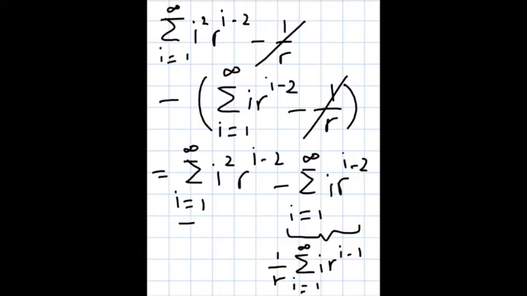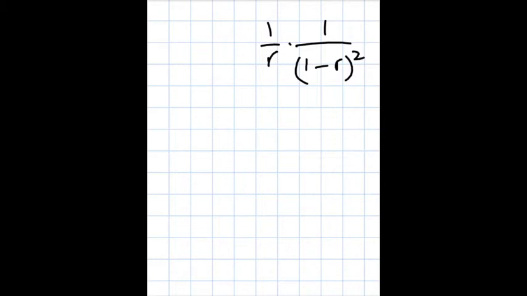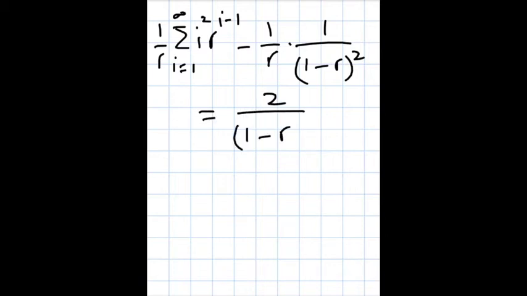Now the first summation, again we want r to the i minus 1. So we'll just say 1 over r times the sum from i equals 1 to infinity of i squared r to the i minus 1. This whole expression is equal to our initial right hand side, which was 2 over (1 minus r) cubed.